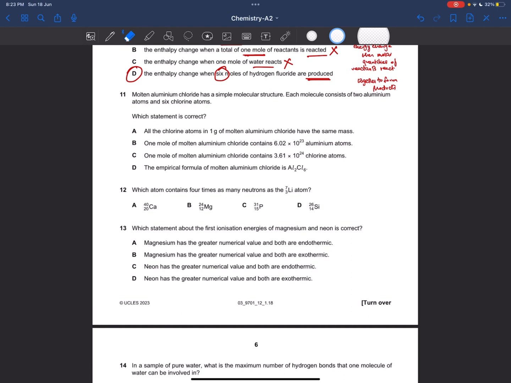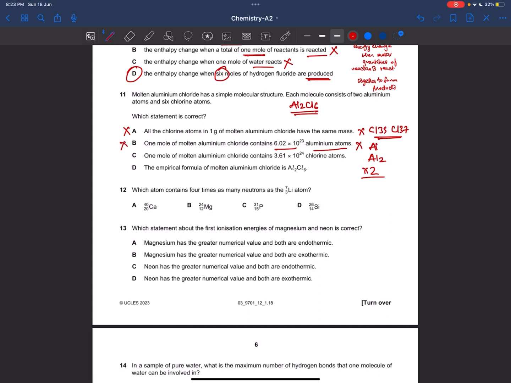Question number 11 says molten aluminum chloride has a simple molecular structure, and each molecule consists of 2 aluminum atoms and 6 chlorine atoms, right? So Al2Cl6. All the chlorine atoms in 1 gram of molten aluminum chloride have the same mass. That's wrong because chlorine has isotopes Cl-35 and Cl-37, so they do not have the same mass. Option A is completely wrong. 1 mole of molten aluminum chloride contains 6.02 multiplied by 10 to the power 23 aluminum atoms. That's also wrong because it's not Al, it's Al2, so 6.02 multiplied by 10 to the power 23 has to be multiplied by 2. So B is completely wrong.